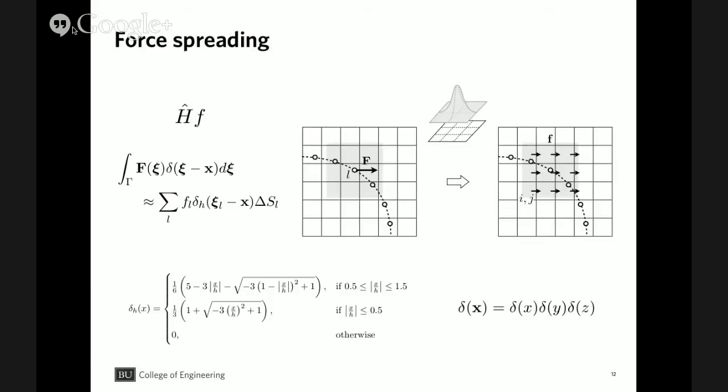I mean, it looks something like this in two dimensions. And what happens is we have the force that's on the boundary point. But when you convolve it with a delta function, it gets spread because it has a fixed width. And so it gets spread onto your grid. So you have your force at the boundary, which goes into the Eulerian grid, which is used in your Navier-Stokes equations.